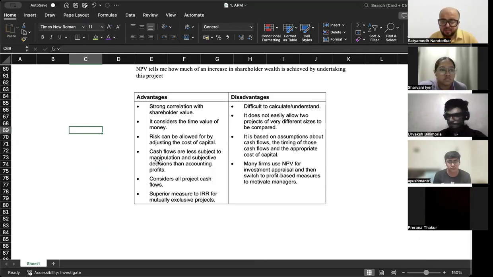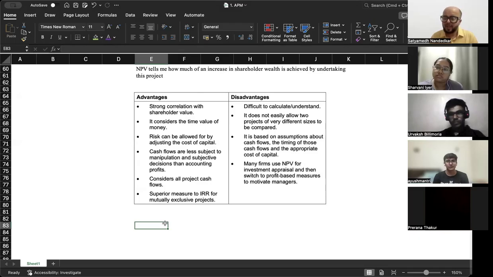Cash flows are less subject to manipulation and subjective decisions than accounting profits. So much that we study in accounting is just an imaginary construct, right? Think of leases, think of deferred taxes. Those are all con jobs. Why do I call it a con job?